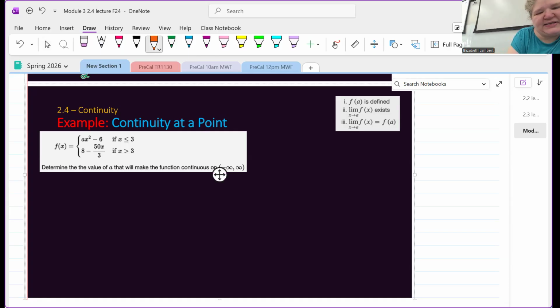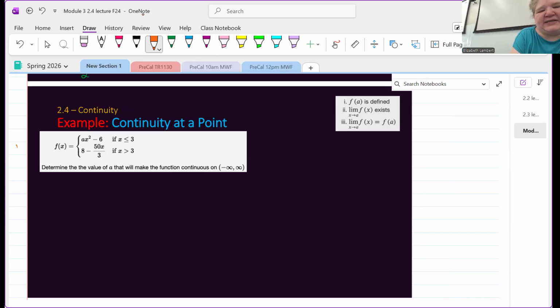So when x is less than or equal to 3, our function is ax squared minus 6. When x is greater than 3, our function is 8 minus 50x over 3. So this function is continuous almost everywhere. For any value of a I could pick, ax squared minus 6 is continuous everywhere. The other function is just a line. A line is continuous everywhere. As long as it's a function, it's continuous.